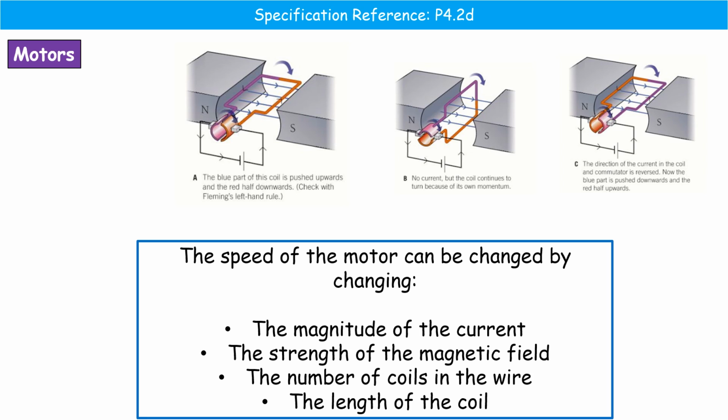Now, if they ask you how you can increase the speed of a motor, then obviously make sure you say increase the magnitude of the current, increase the strength of the magnetic field, etc. If it just says change, you can just literally write magnitude of the current. But if it says how do you increase, make sure you do apply that correct pattern.